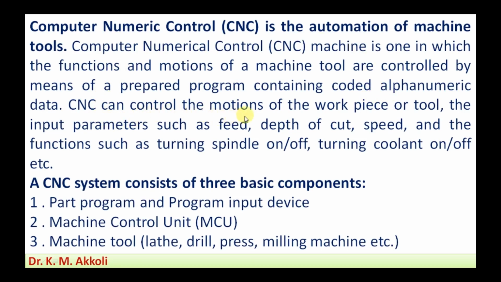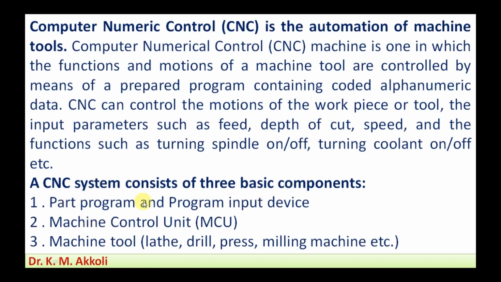CNC can control the motions of the workpiece or tool, the input parameters such as feed, depth of cut, speed, and the functions such as turning the spindle on-off, turning the coolant on-off, etc. Here, the input that we are going to give is the program, a computer program. As per that program instruction, the machine works. That is the computer numerical controlled machine.